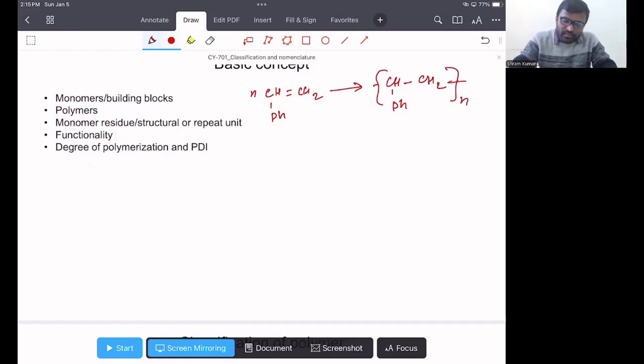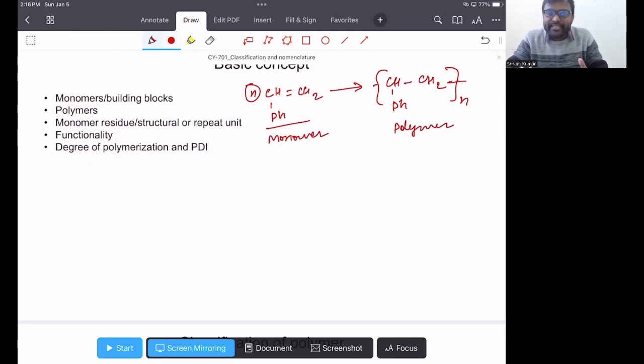Here, this one is known as the monomer, and this is the polymer. Here, n number of molecules of styrene polymerize and give us the polymer. So n molecules of styrene polymerize here, and you can say there is a long polymer chain of polystyrene molecules.